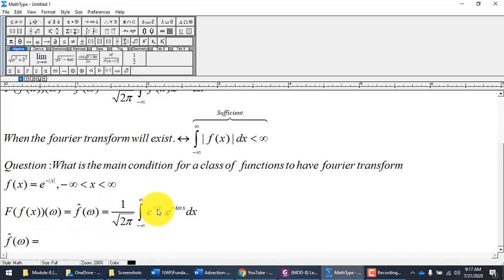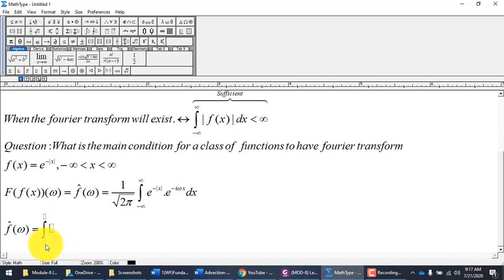How will you solve it? There is mod x. You know that mod x for negative values is different from the positive values. So the domain will be split in two parts. One will be the integral from minus infinity to 0, plus the integral from 0 to infinity. So your integral will be split into two parts.